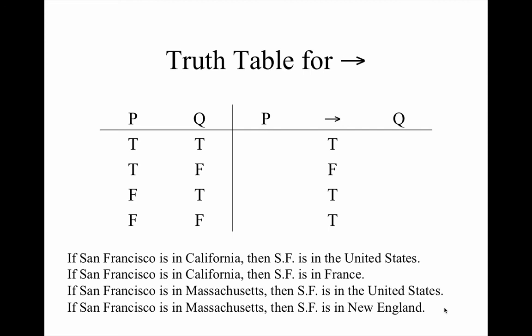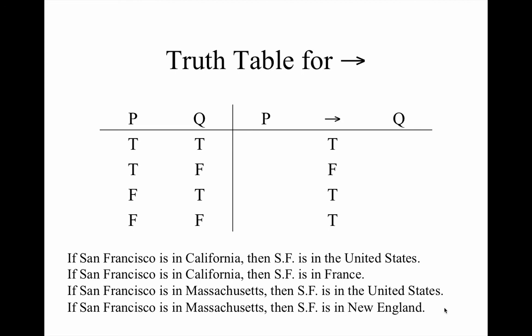On row 2, P is true and Q is false. On row 3, P is false and Q is true. And on row 4, both P and Q are false. So notice that on row number 1, when the antecedent is true and the consequent is true as well, the arrow or the material conditional is true.